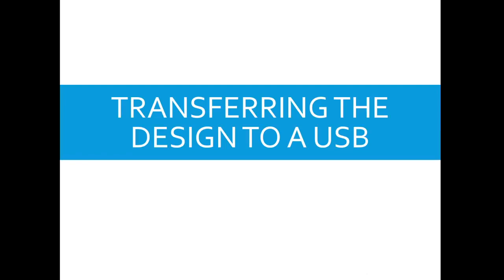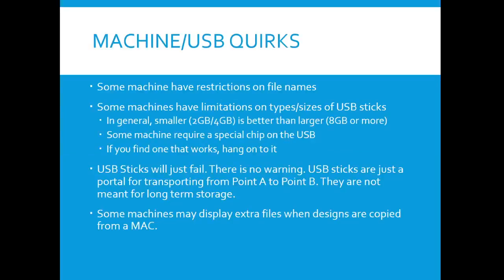So we talked once already about transferring to a USB stick through copy and paste, but I want to go over a few things, okay? Some machines, as in sewing machines, embroidery machines, are going to have restrictions on file names. The machine won't read the name if it contains a special character or things along that line. So you want to be cautious about being overly descriptive with a name. Too many characters, special things.